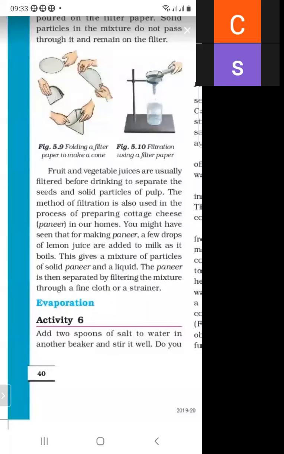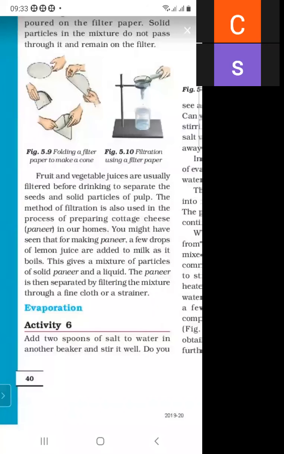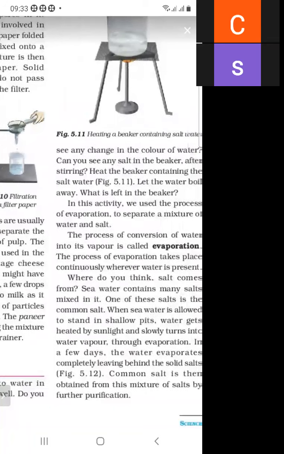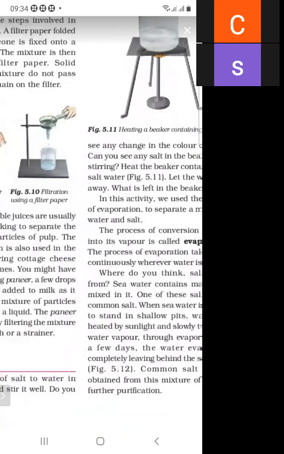In this lecture, we will study the topic of evaporation. In the last lecture, we studied about evaporation. What does the activity say? Add 2 spoons of salt to water in another beaker and stir it well. Do you see any change in the color of water? So what do we mean by evaporation?